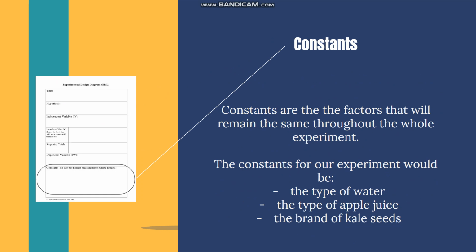Lastly, the constants. Constants are the factor that will remain the same throughout the whole experiment. The constants for our experiment could be the type of water, type of apple juice, or the brand of kale seeds. Anything that will stay the same throughout the whole procedure.